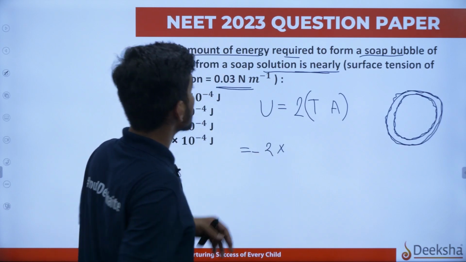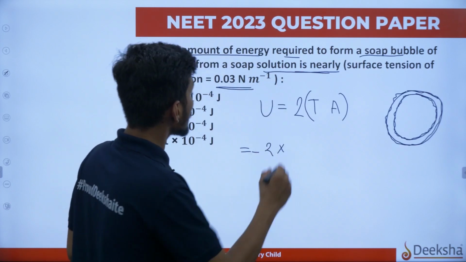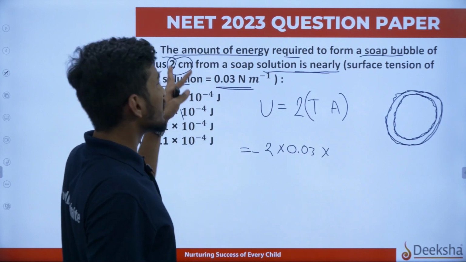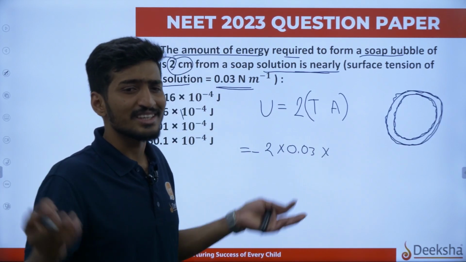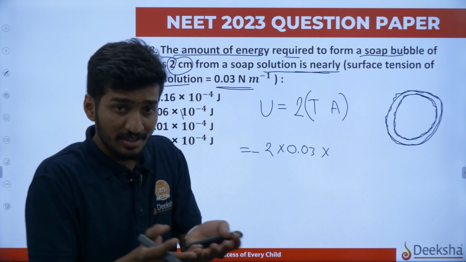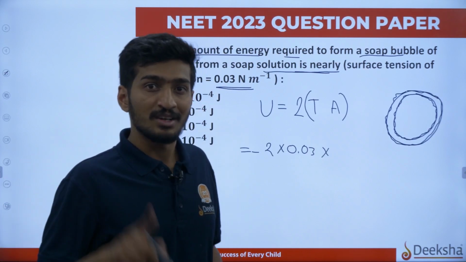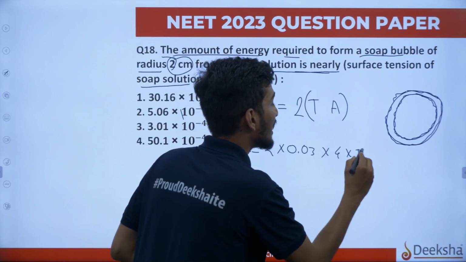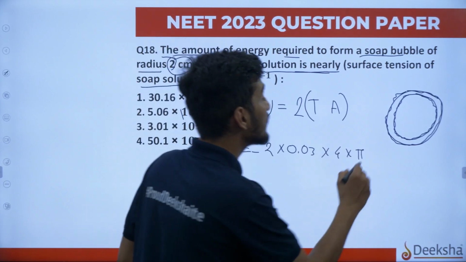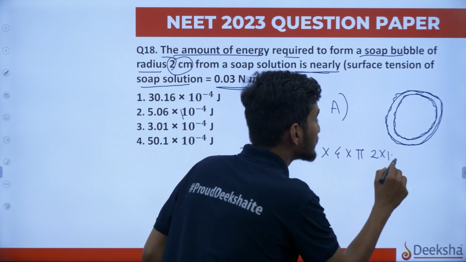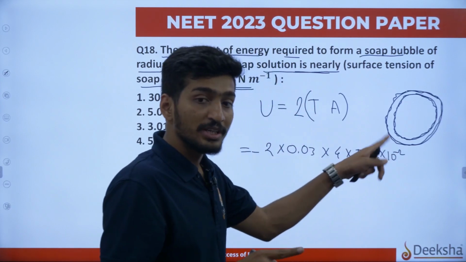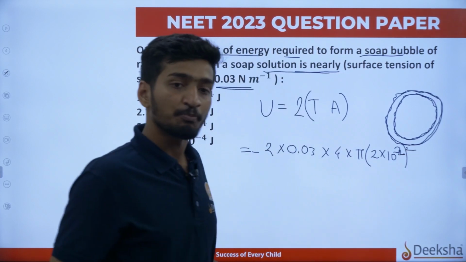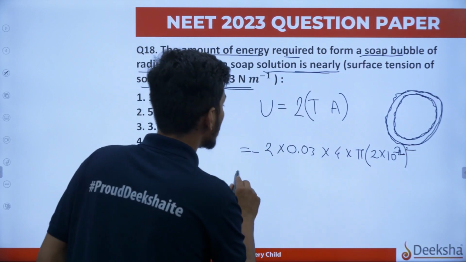Okay, so let's put the values. The surface tension value is given, 0.03. Let's put that value here. The area's value is not given, but the radius is given. That essentially just means the area is given. For a sphere, what is the surface area? 4 pi r square. So let's write that here. 4 pi r, where r is 2 centimeters. So let's convert that into meters. 2 into 10 to the power minus 2, squared. Okay, let's see what happens.